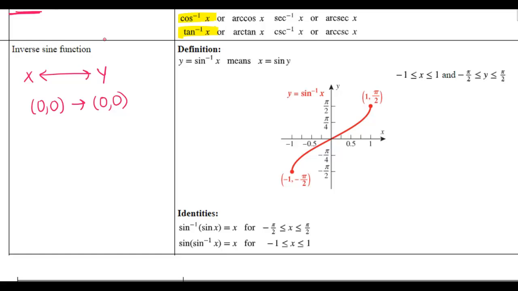But if we think about, okay, what about our next point, right? Our first point always went to (pi over 2, 1), right? We started going up that first mountain. If we flip that, that now becomes (1, pi over 2), which is now this point right here.